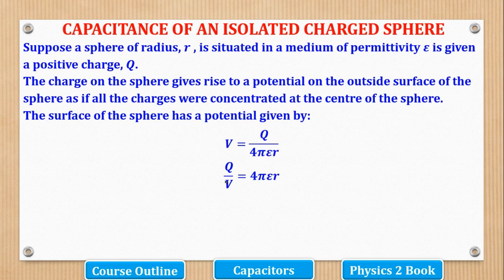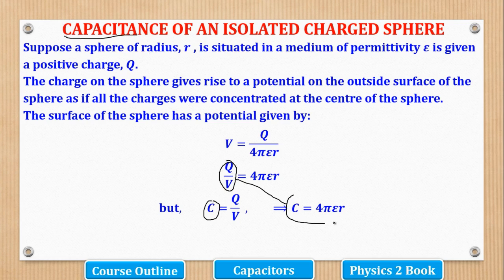Now why do I want Q over V? It is because Q over V is equal to C, which they want here. Therefore, the whole of this will be replaced by C to come up with C equal to 4 pi epsilon R as my expression for capacitance of an isolated charged sphere.